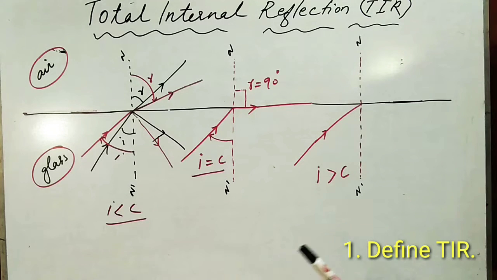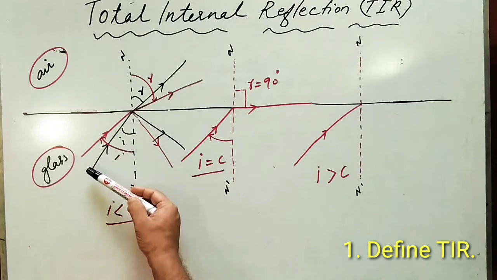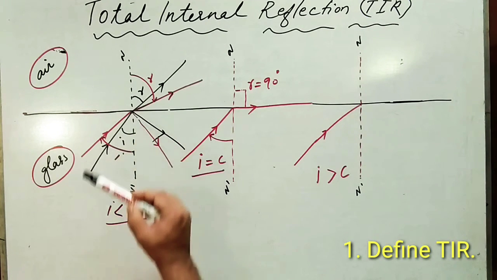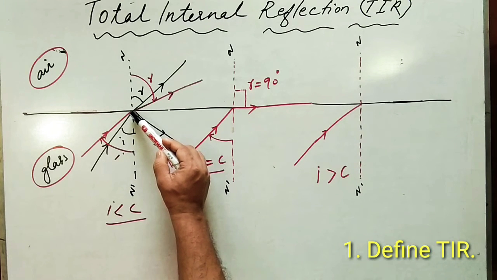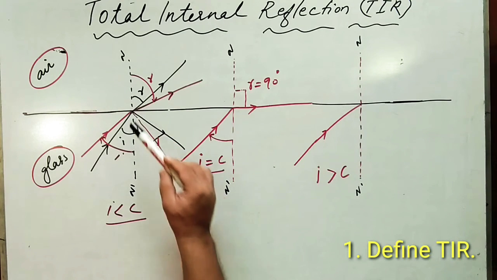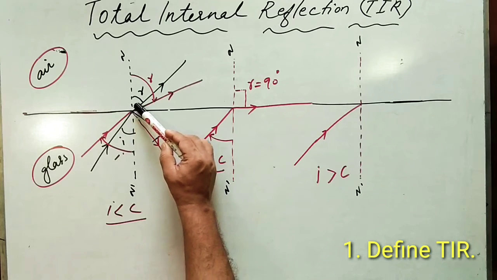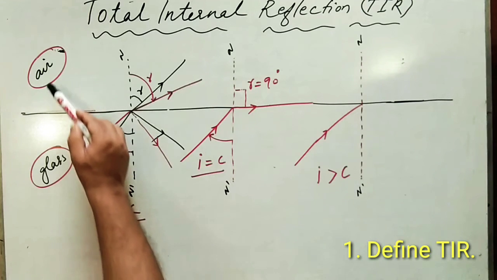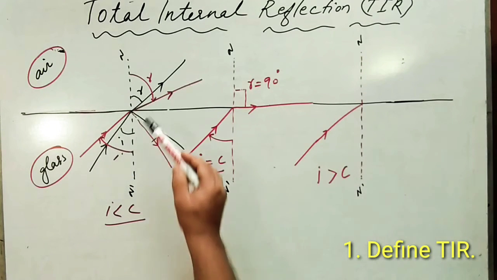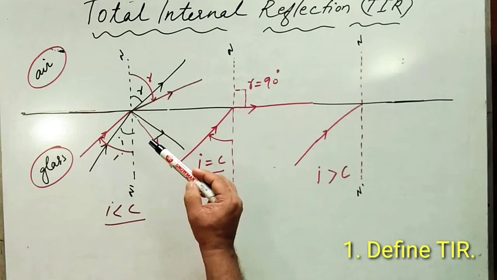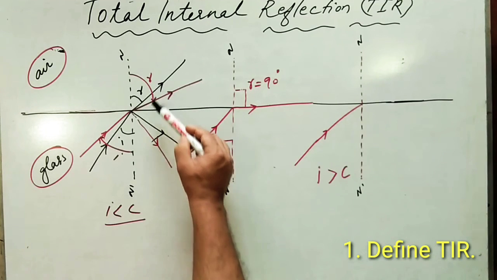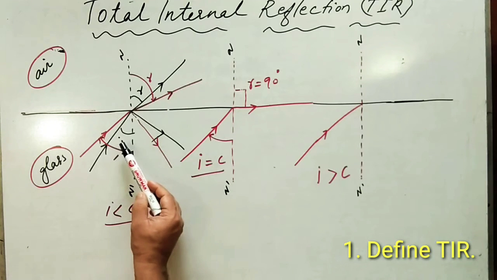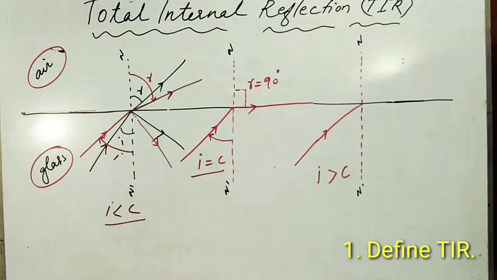Okay, let's have a fast recap. You can see when light travels from denser to rarer medium, at all angles of incidence, a part of light is being reflected and a part of light is being refracted at the surface of separation between glass and air. You can see both reflection and refraction take place simultaneously. All right. Now it was happening for a small angle of incidence.